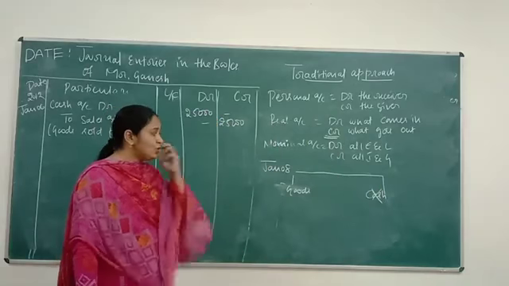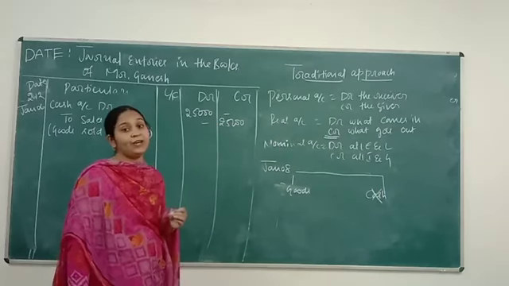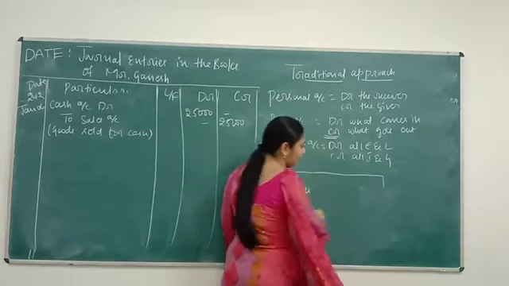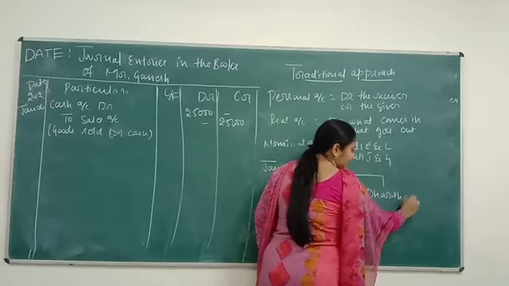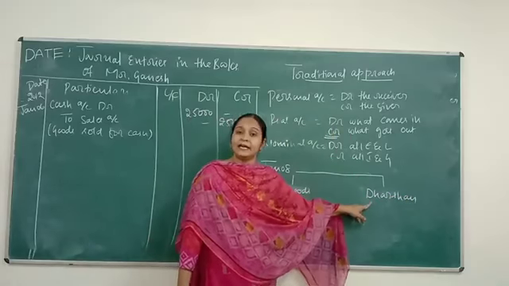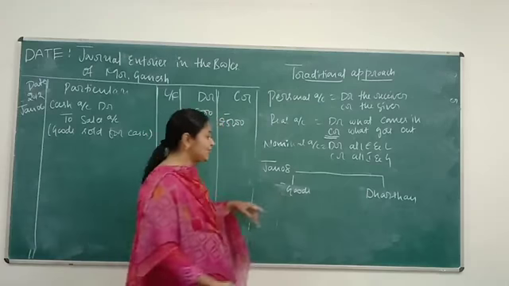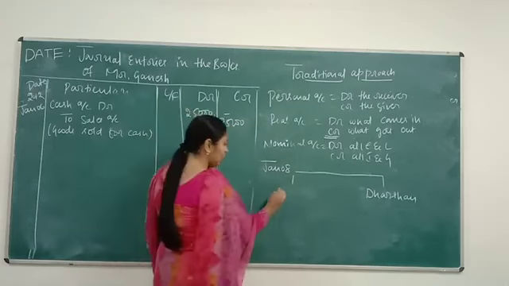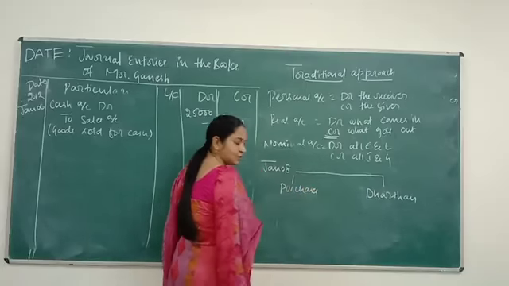So what should I write? I should write the name of the supplier from whom we are purchasing the goods. Who is the giver? Darshan. Why? Because it is not a cash purchase, it is a credit purchase. I cannot write goods here. I should write the event name. What is the event? Purchases. We are purchasing goods.